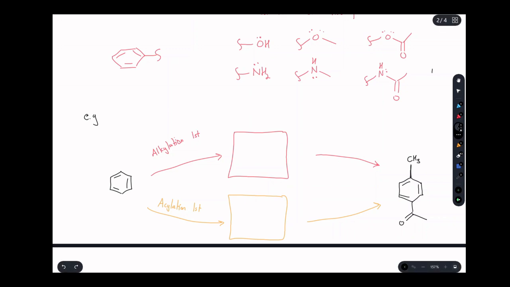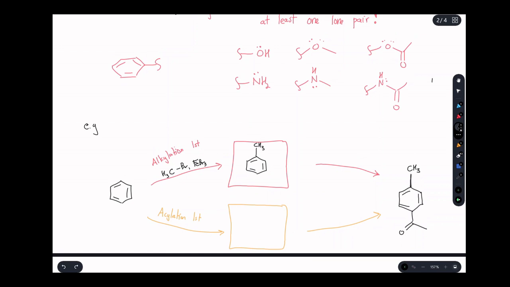Let's try the alkylation first. To do the Friedel-Crafts alkylation, we'll use methyl bromide and FeBr3. Remember that without FeBr3 as a catalyst, this reaction will not go, and that will produce a methyl group. Now, I'll draw it where we want it, but again, there's no selectivity at this point. You can put it wherever you want. Now that we have this methyl benzene, also called toluene, we can try to add our acetyl group.